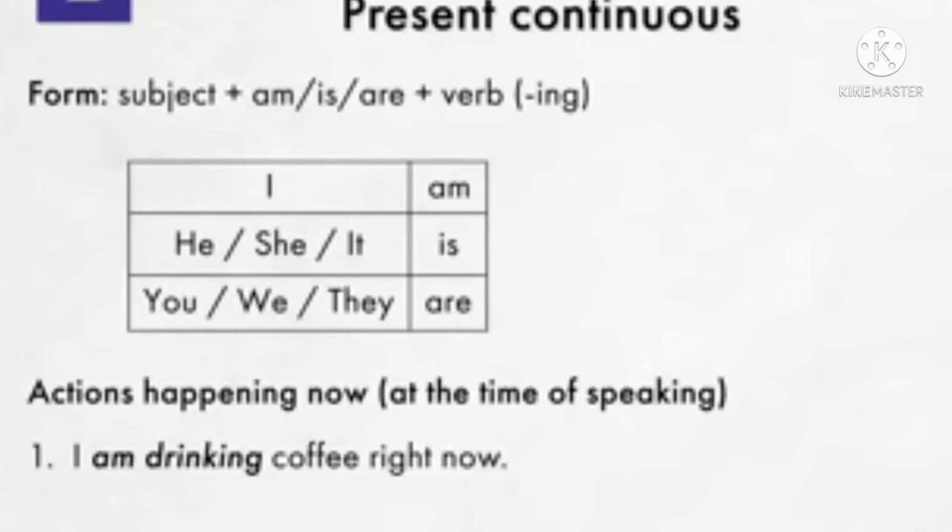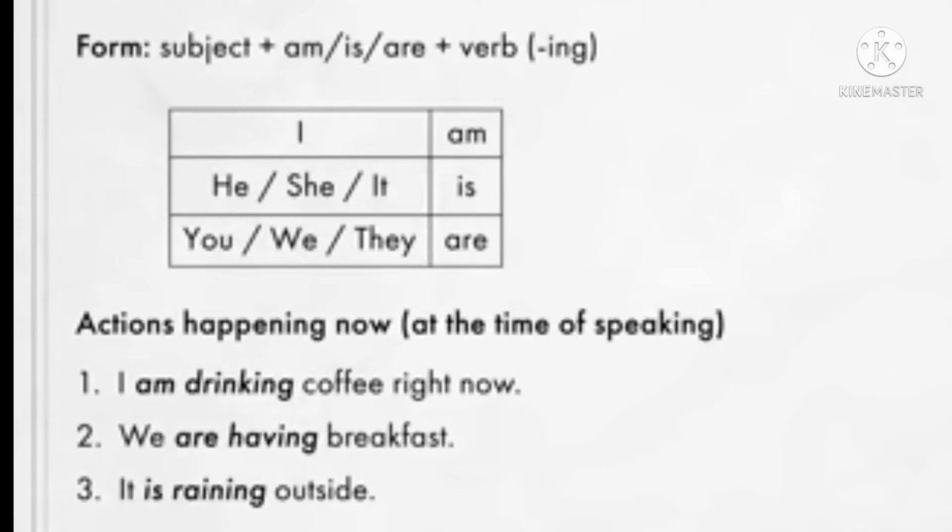For example, I am drinking coffee right now. This sentence shows the first use of the present continuous: to talk about actions happening now, at the time of speaking. It's about what is happening at this moment. I'm drinking coffee right now. Here are two more examples. We are having breakfast. It is raining outside. These sentences also express what is happening now.